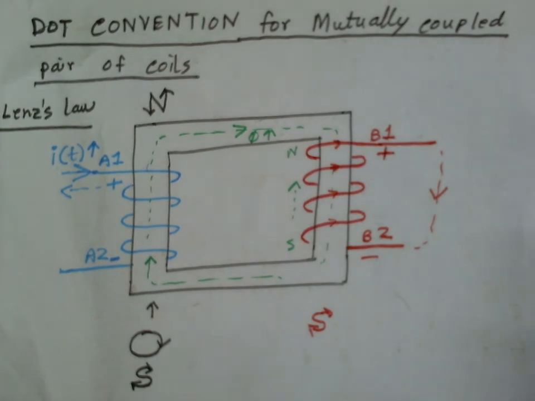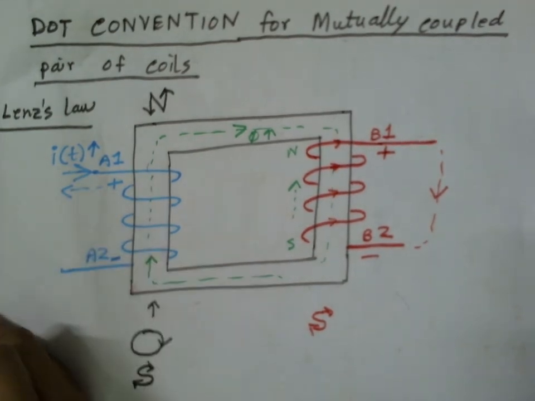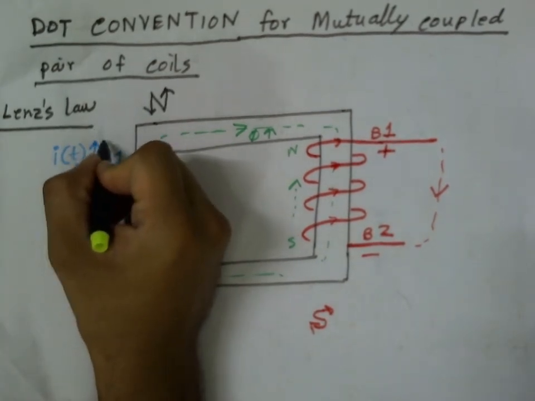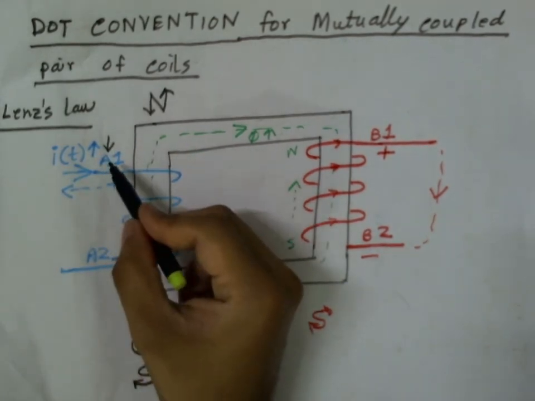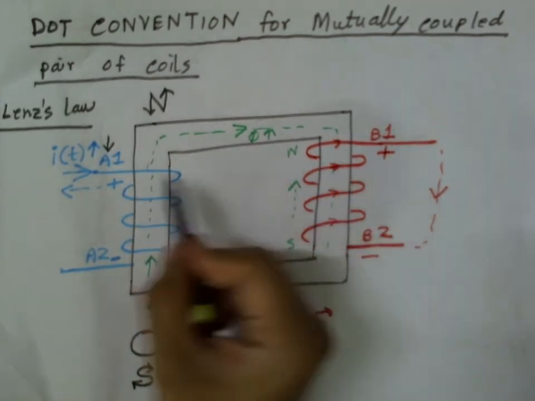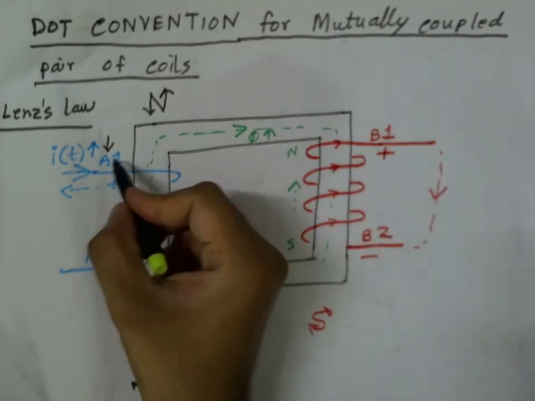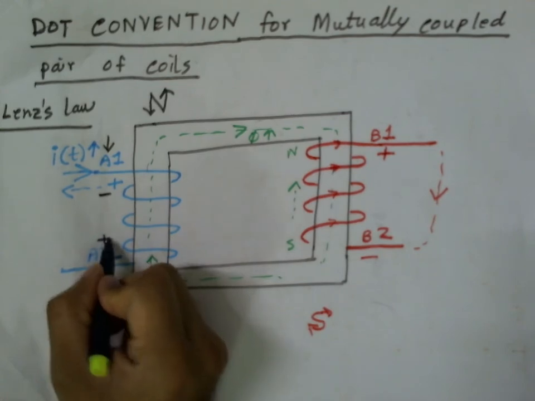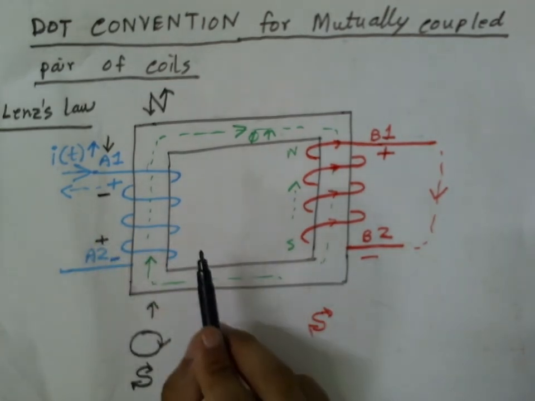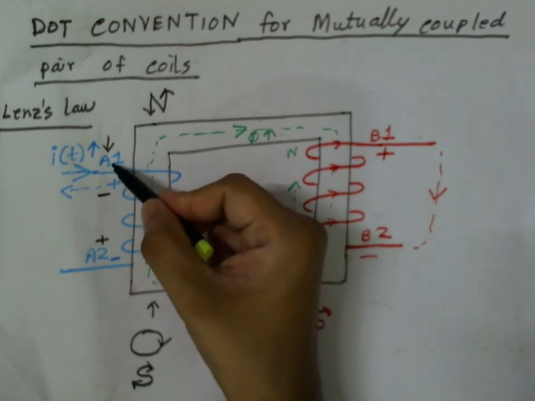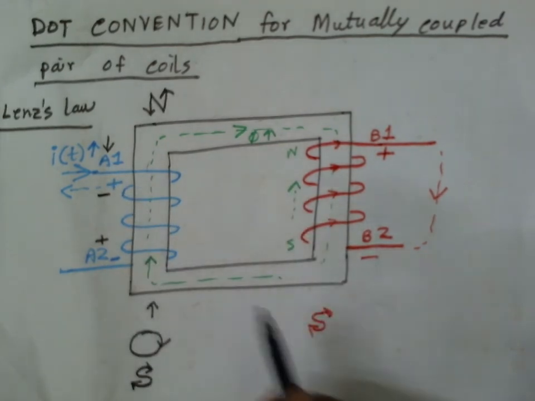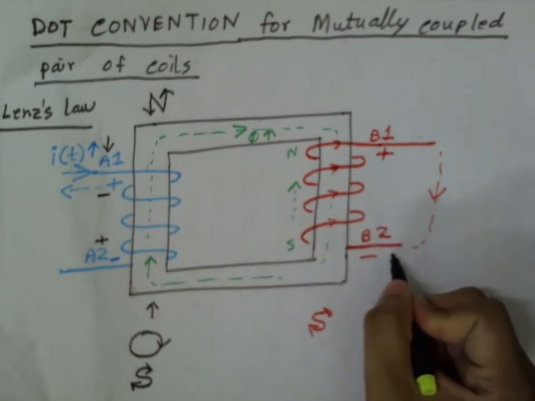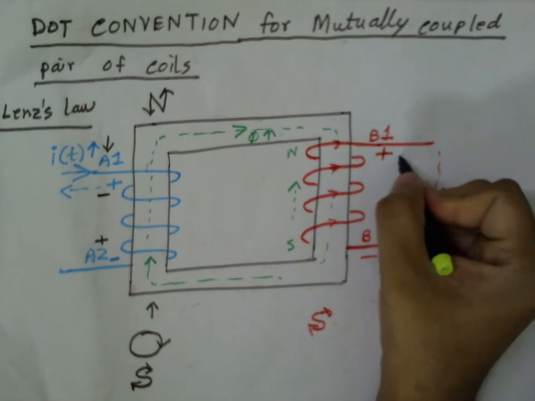In a similar way, if this current IT is decreasing, you will see that this will generate a minus and a plus polarity of induced EMF at A1 and A2 respectively. And similarly, when this current is decreasing, it will generate a plus at B2 and minus at B1.